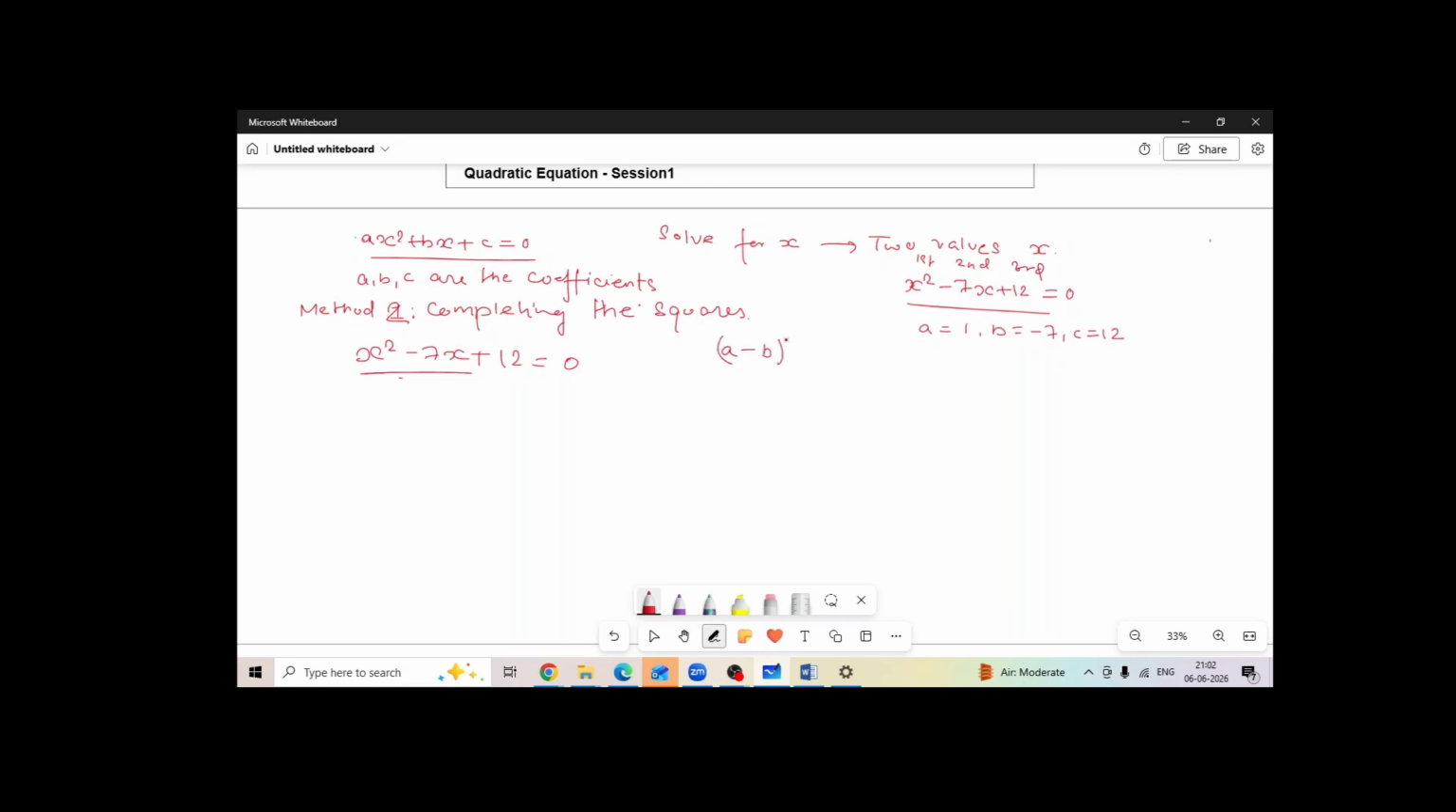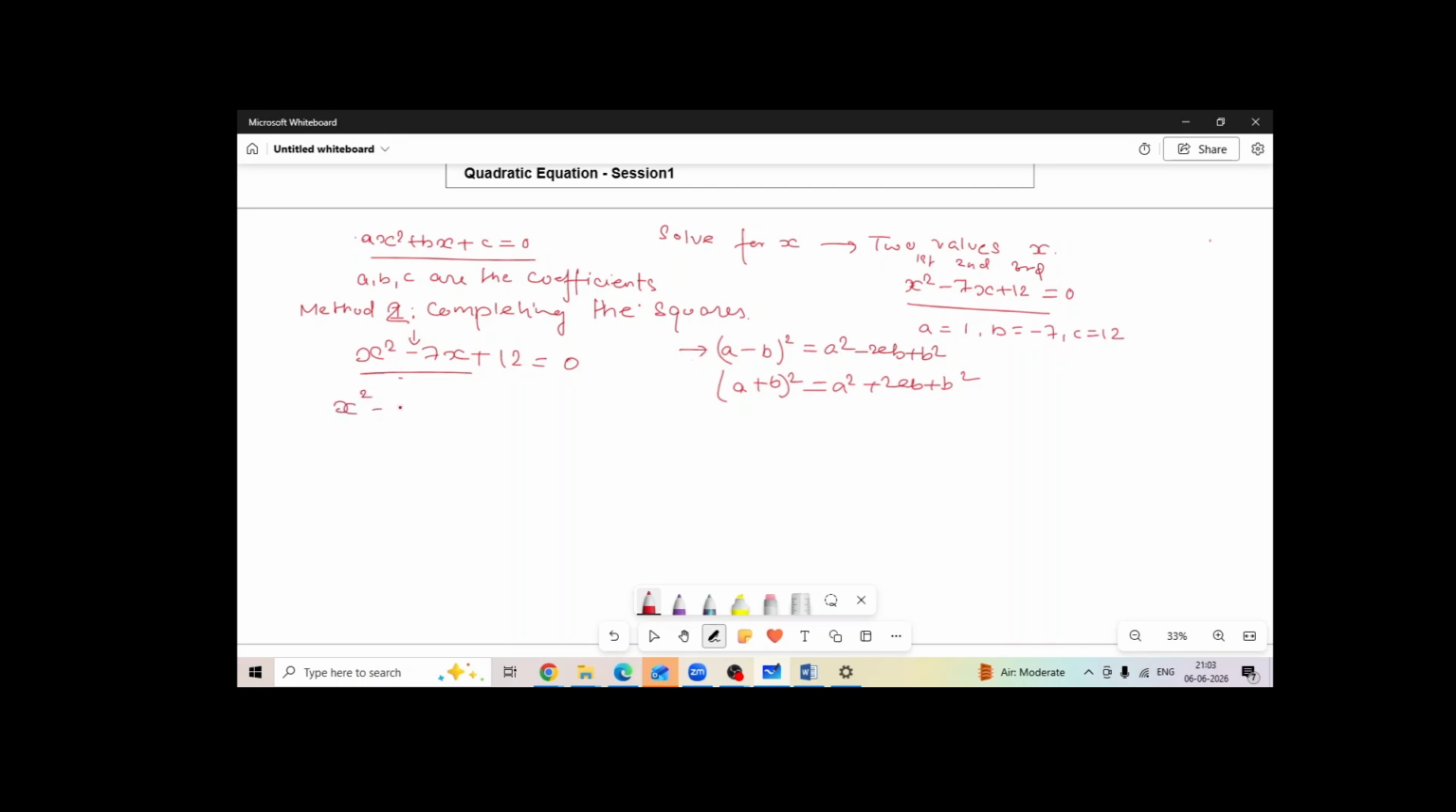So a minus b whole square is a square minus 2ab plus b square, we know the formula. A plus b whole square will be a square plus 2ab plus b square. Now, when to take a minus b, when to take a plus b whole square? If this is negative, we have to go with a minus b whole square.